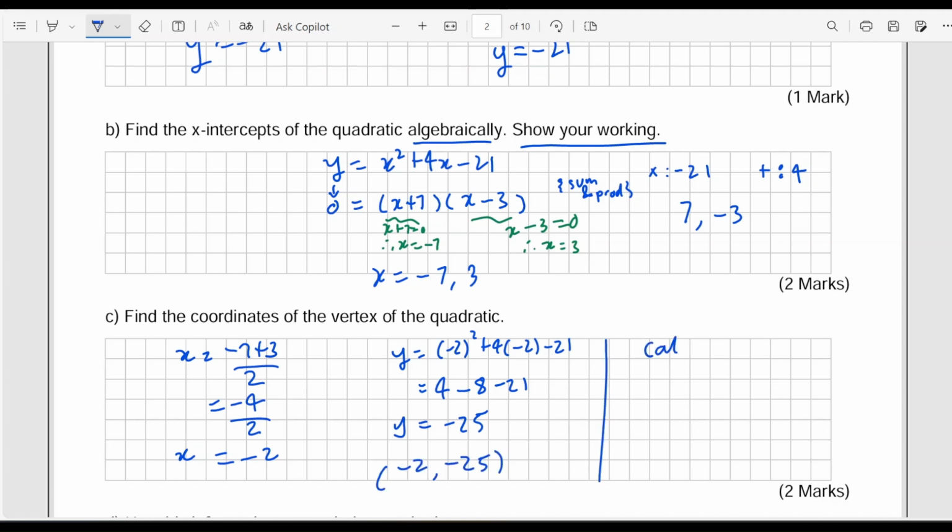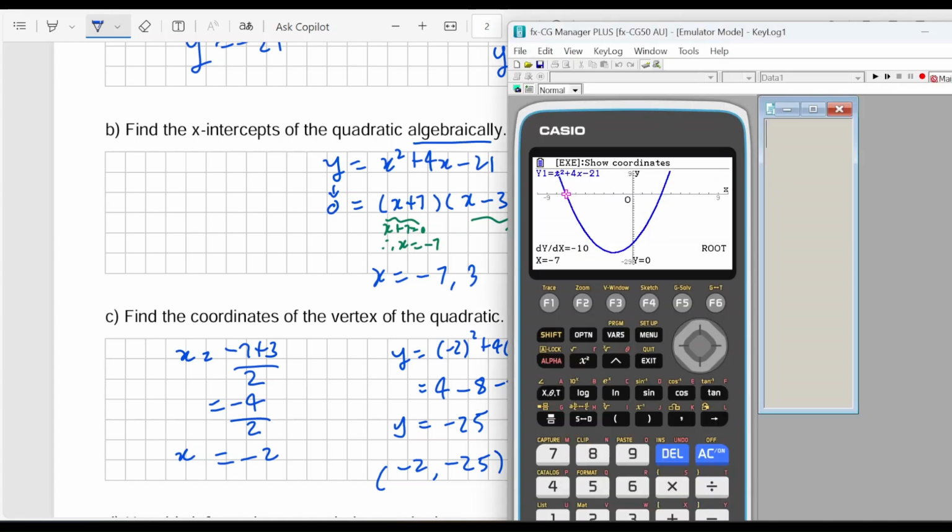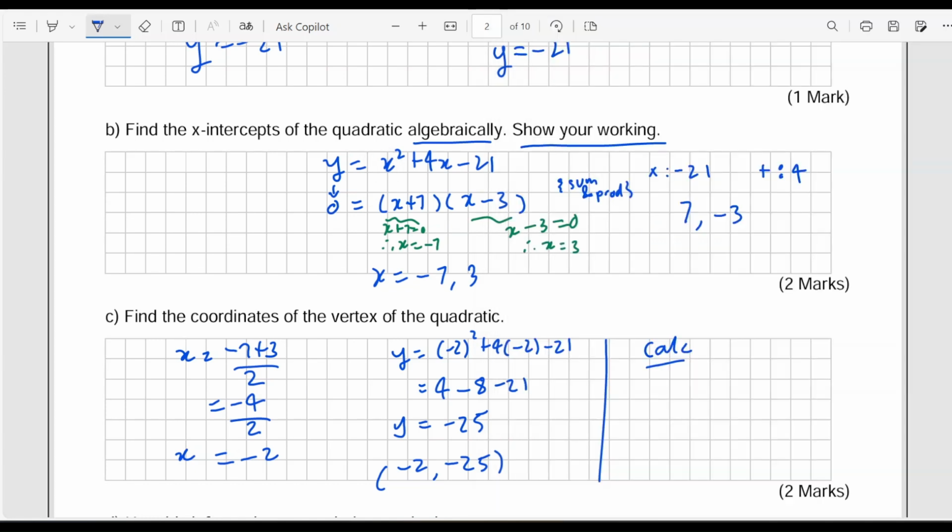Or you can use your calc, and if we've got it graphed already, you can just go g-solve min, and that's minus 2, minus 25.